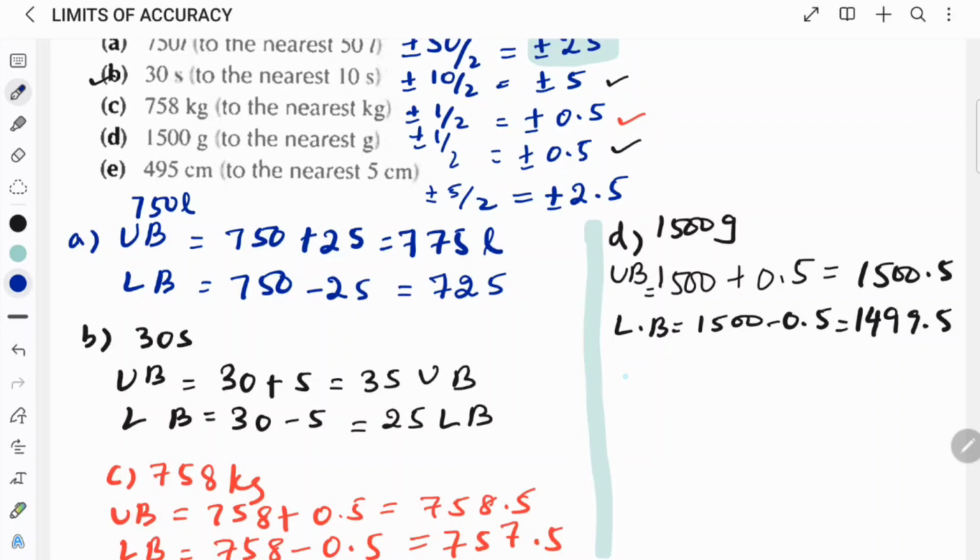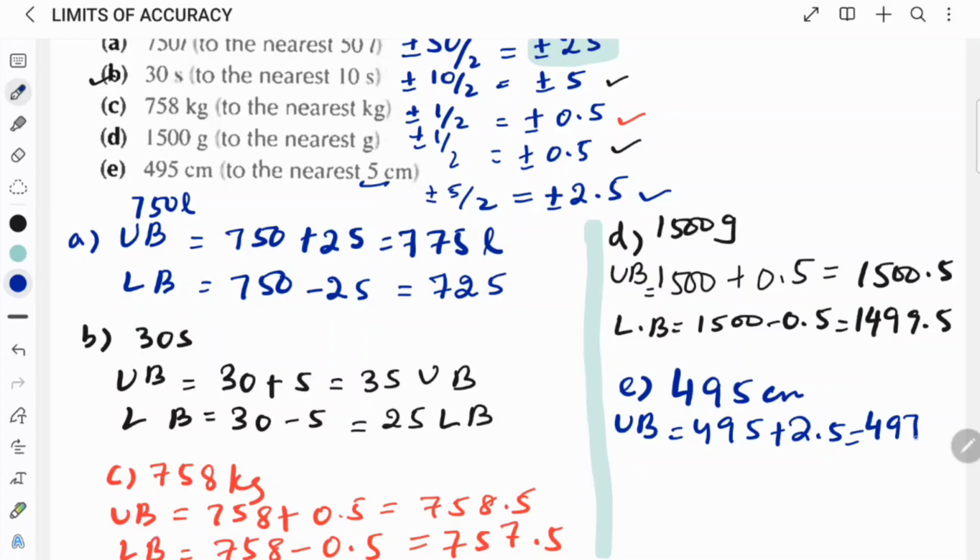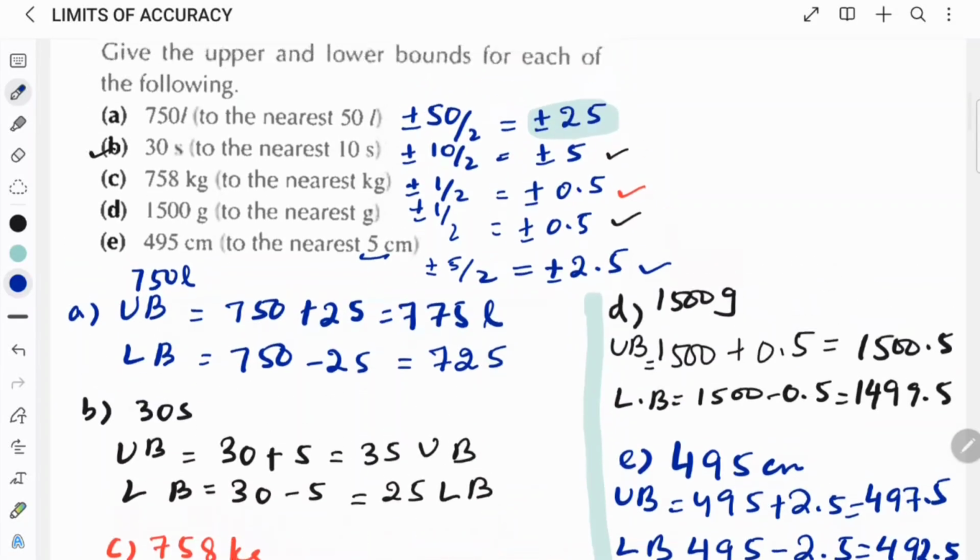The next part, part E, which is the last part: 495 centimeters to the nearest 5, and we have to add and subtract 2.5. For the upper bound, 495 plus 2.5 is 497.5 centimeters, and for the lower bound, 495 minus 2.5 is equal to 492.5. Okay, so that was the example which we did here.